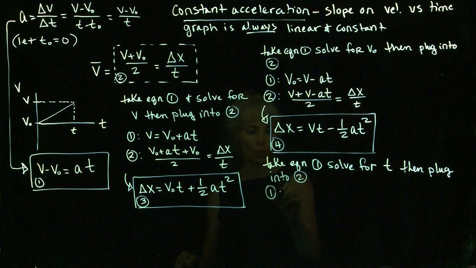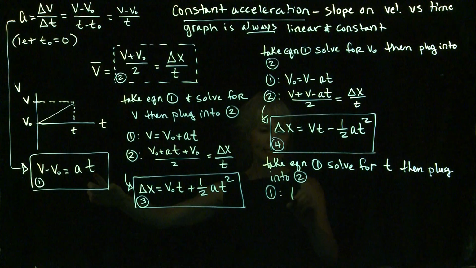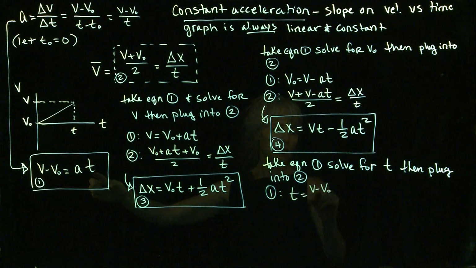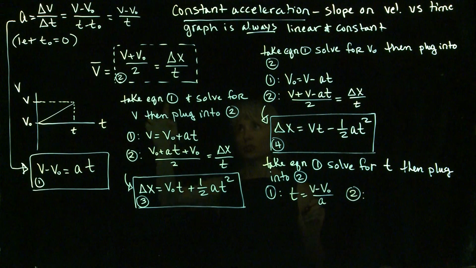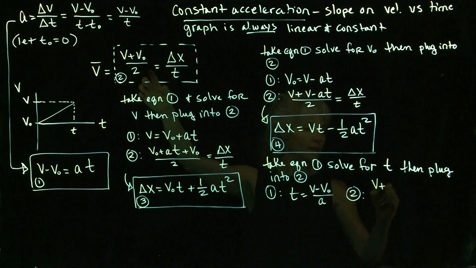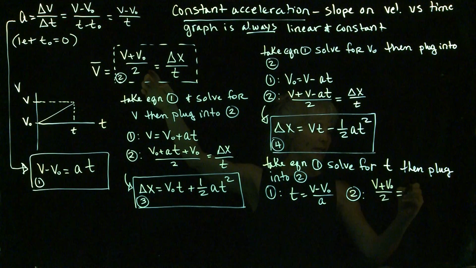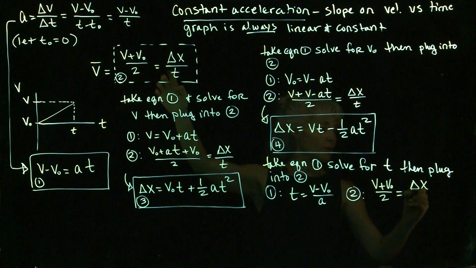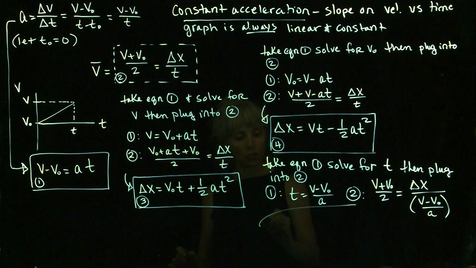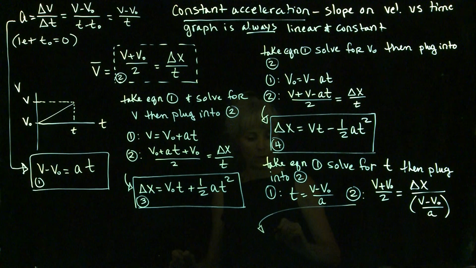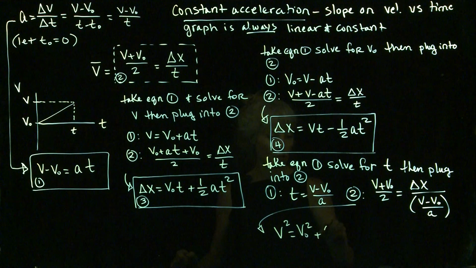All right, so what does equation 1 become when we isolate t? T is equal to v minus v naught over a. And so what does equation 2 become when I plug this expression for t in? Well, the left-hand side, v plus v naught over 2. The right-hand side, delta x divided by t, and t is v minus v naught over a. Taking this equation and just rearranging it is going to allow us to express it as v squared is equal to v naught squared plus 2a delta x.